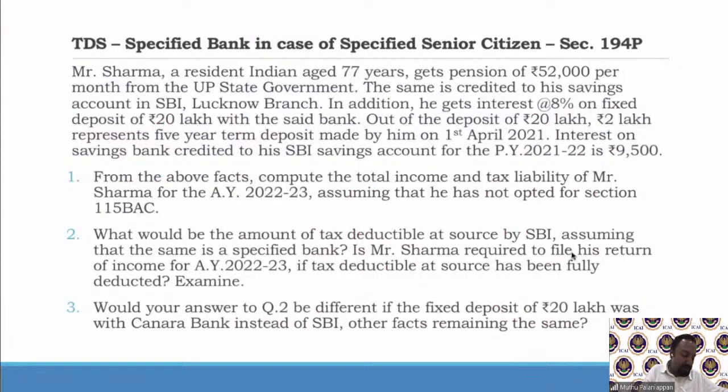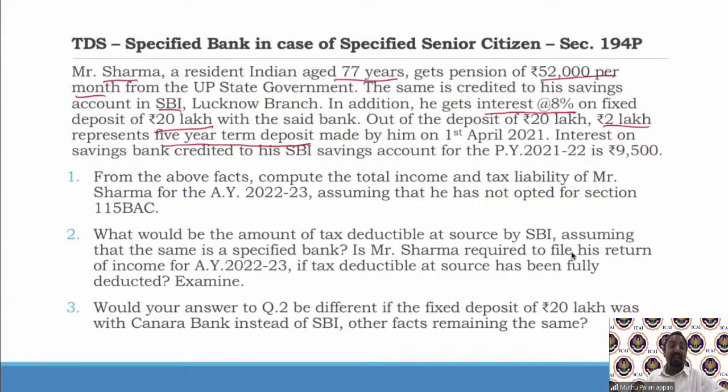Mr. Sharma is a resident of 77 years. He gets a pension of 52,000 per month. The same is credited to a savings bank account in State Bank of India. In addition, he gets interest at 8% on a fixed deposit of 20 lakh with the said bank. Out of the deposit, 2 lakh is a 5-year term deposit. Confusing or extra information? What is it?